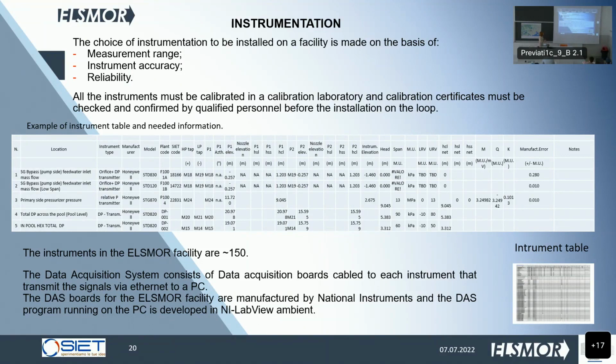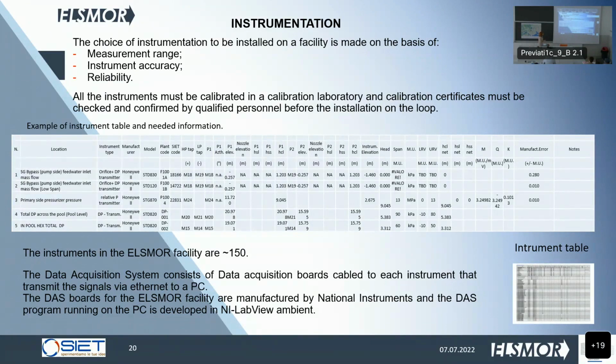So here, I have put an example of an instrument table for a facility. Here we have the full table. It can be opened. I don't know if Marco distributes the presentation. Anyway, I won't go through all the instruments. Here I have just an example of the content of the instrument table. So we have the location of the instrument. Where is it? And what's its function?